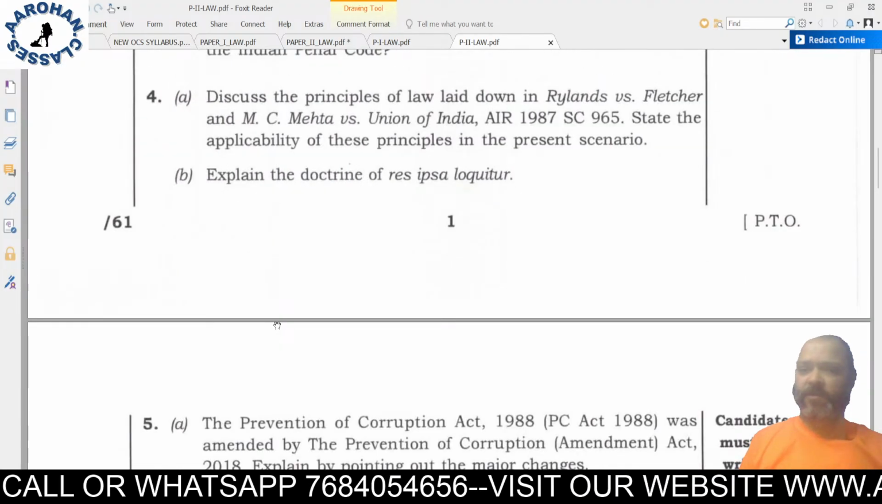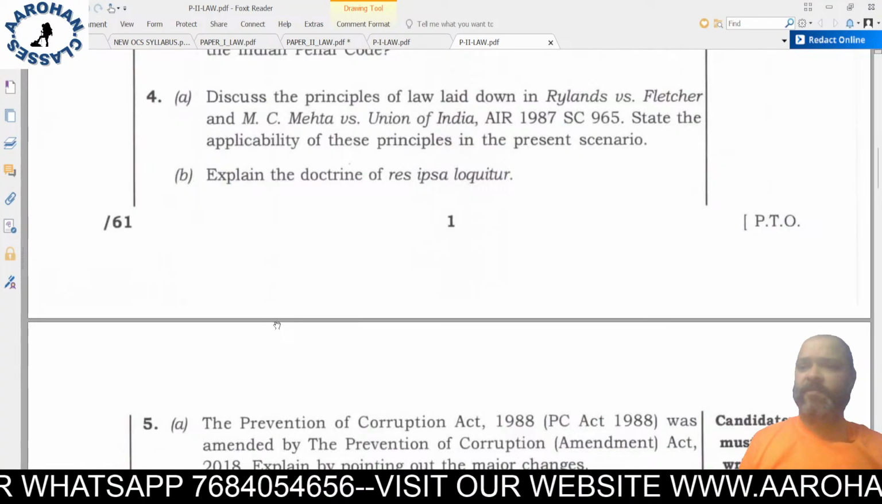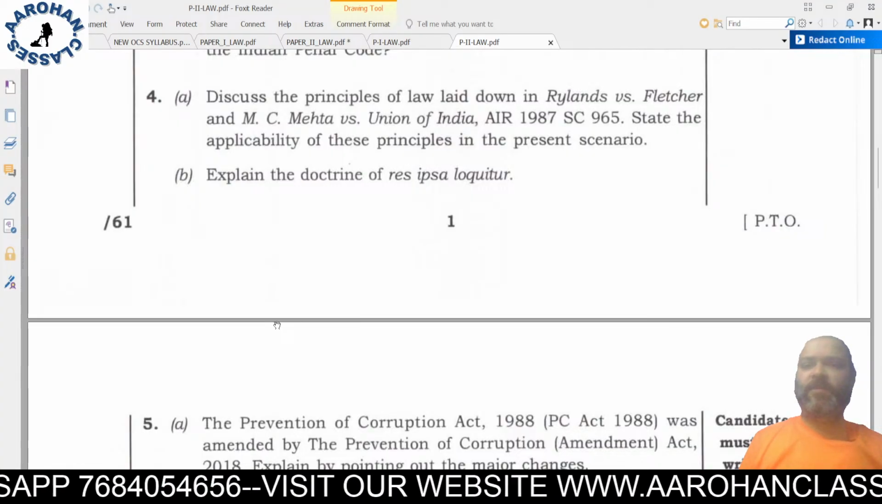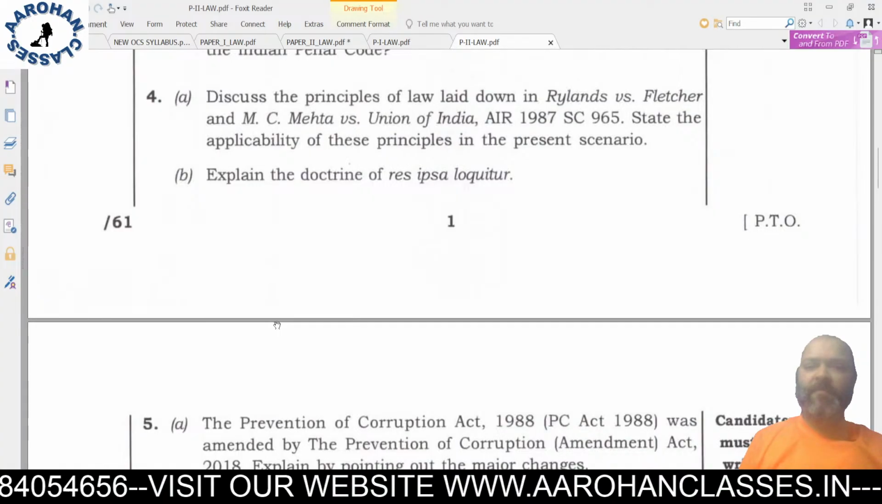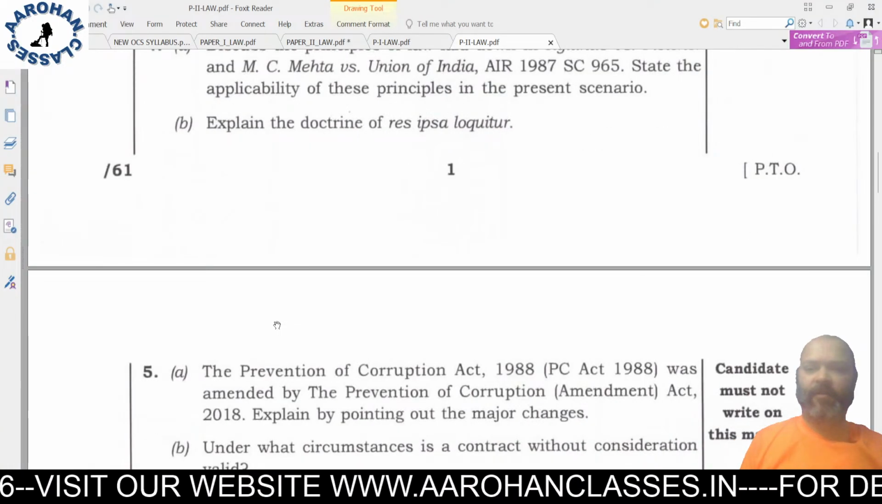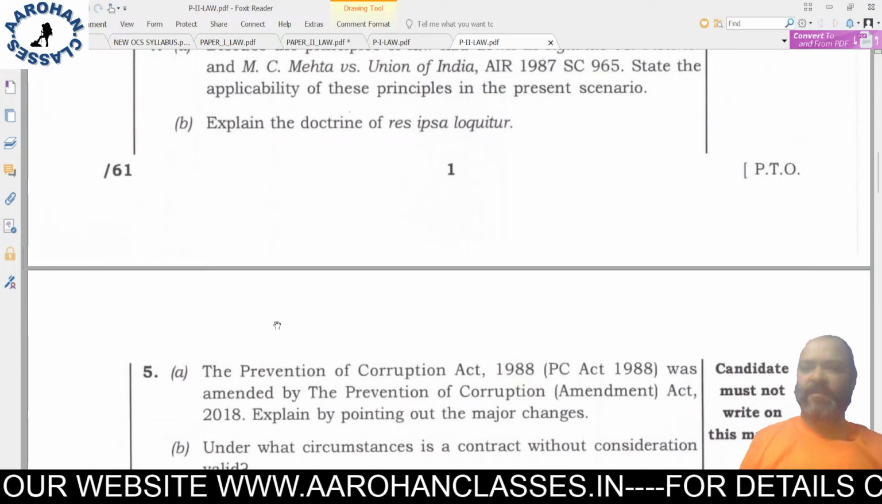Discuss the principles of law laid down in Reynolds versus Fletcher and MC Mehta versus Union of India. State the applicability of these principles in present scenario. Explain the doctrine of res ipsa loquitur.